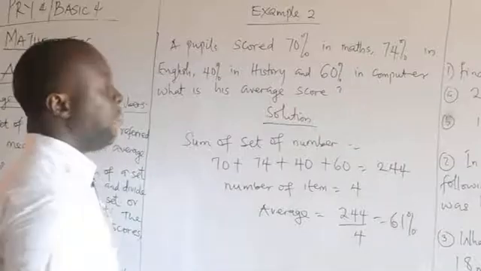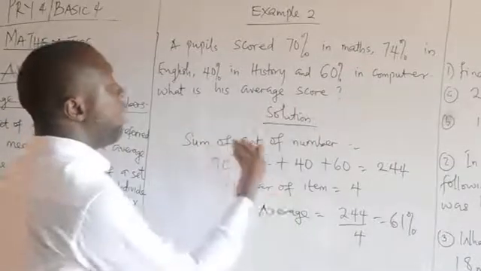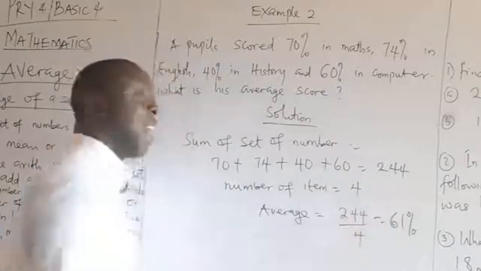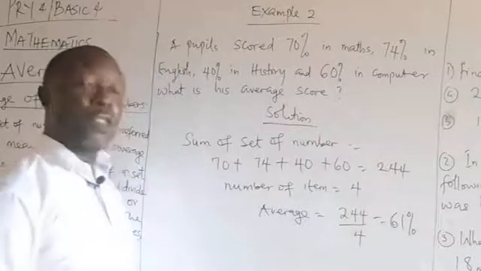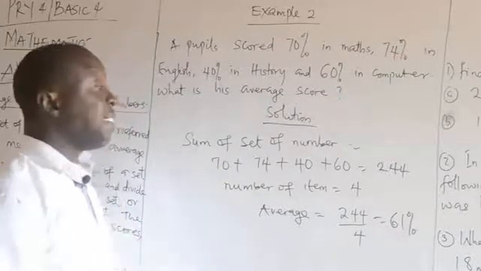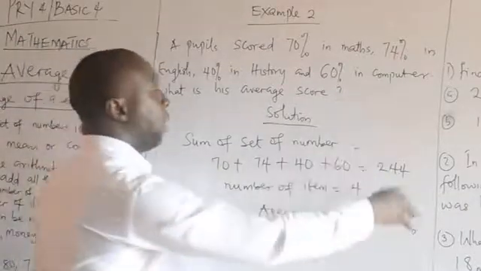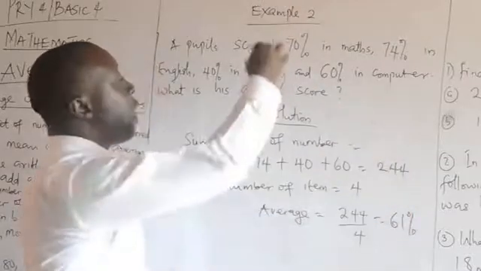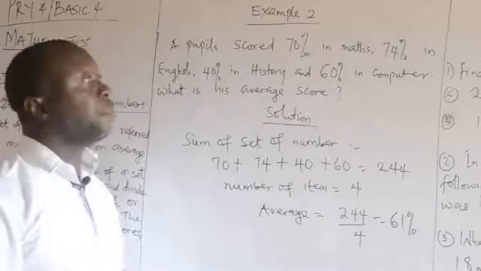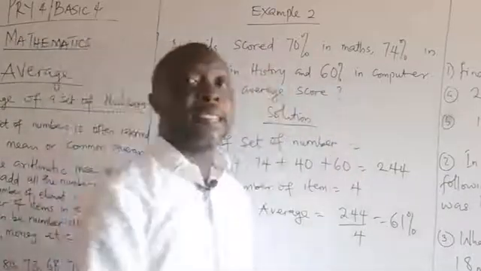That is how we get the number of items. So to get the average, you use the sum of the set of numbers, which is 244, to divide by the number of items. So 244 divided by 4 will give us 61%. So the average score of this particular person is 61%.